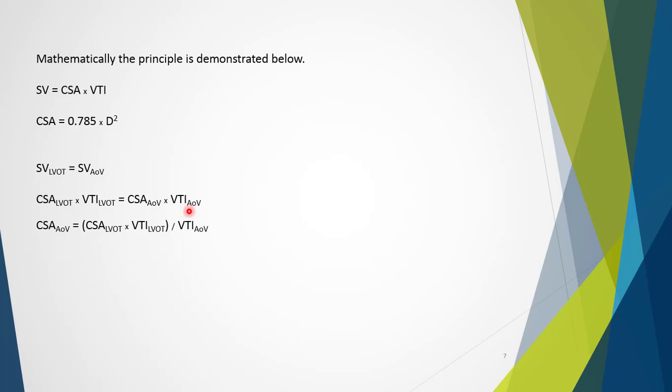When we're working with our formulas, we want to work out the cross-sectional area of the aortic valve. So we rearrange our calculation. It works out to be the cross-sectional area of the LVOT times the velocity time integral of the LVOT, divided by the velocity time integral of the aortic valve.